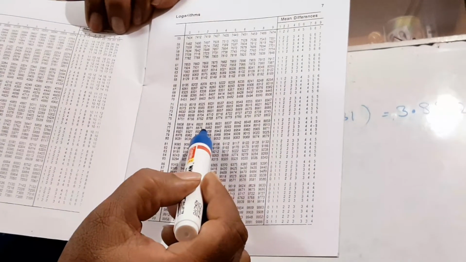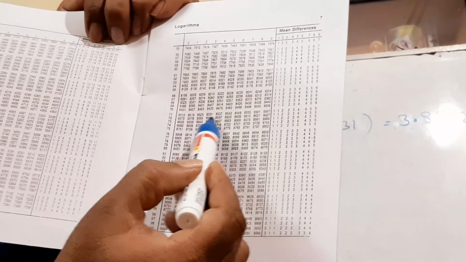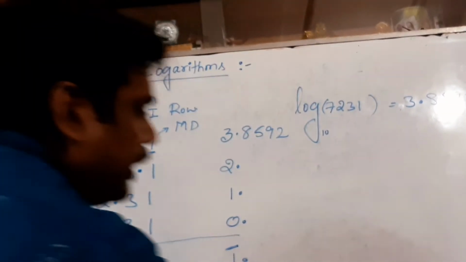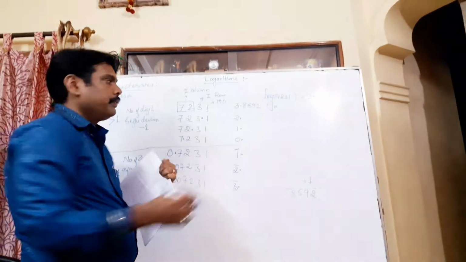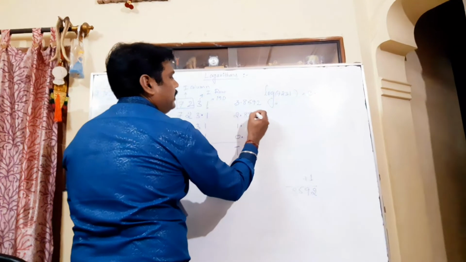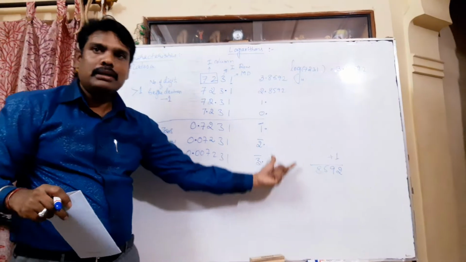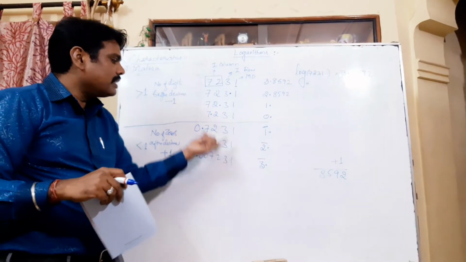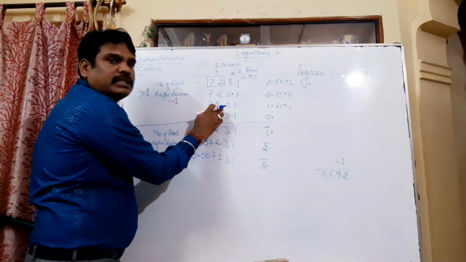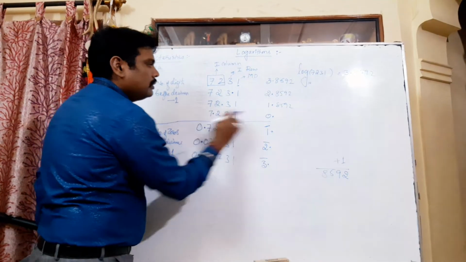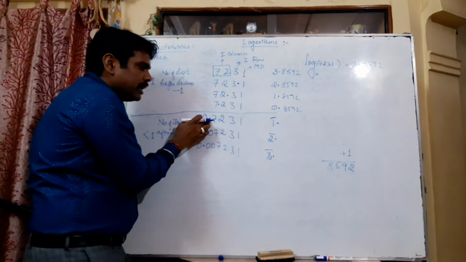It is 8591 and the mean difference is 1. So 8591 plus 1 is 8592. So what is the value of that? 8592 only. So for all these values you will get the same mantissa because the digits are the same. See here, 8592 only because we are ignoring this decimal point. Here also 8592 only. Here also these values are ignored.